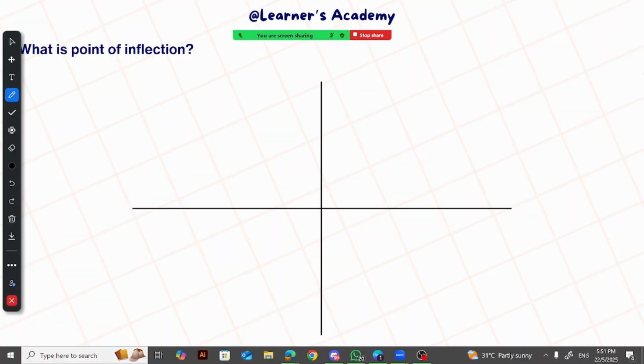Okay, so what exactly is a point of inflection? A point of inflection basically means, say we have a graph, something like a cubic expression. We have something like this. So in this cubic expression, a point of inflection basically means we have these two curves.